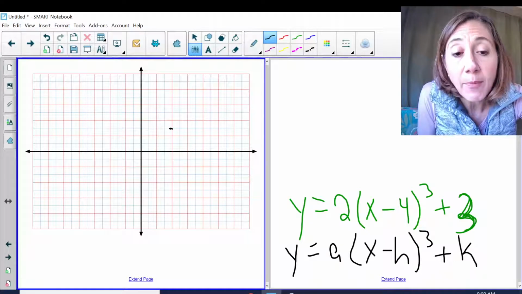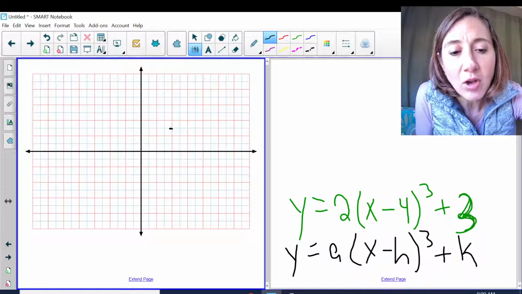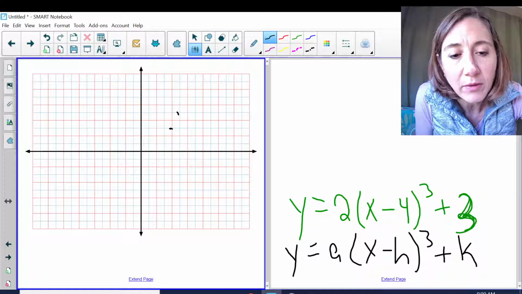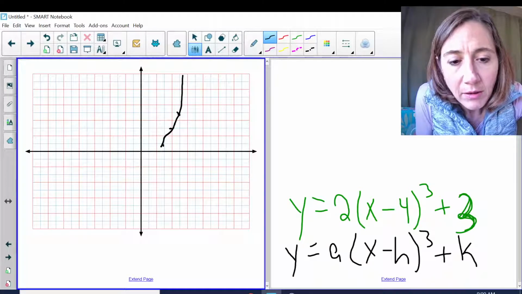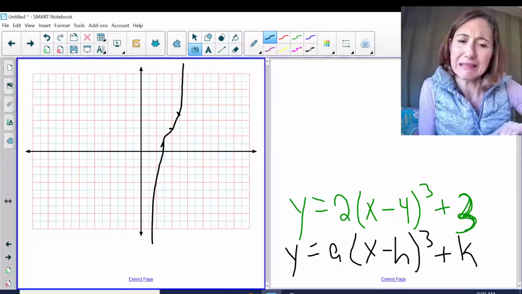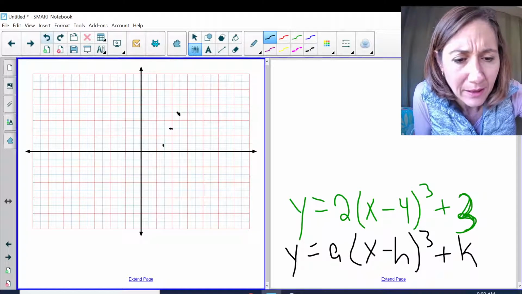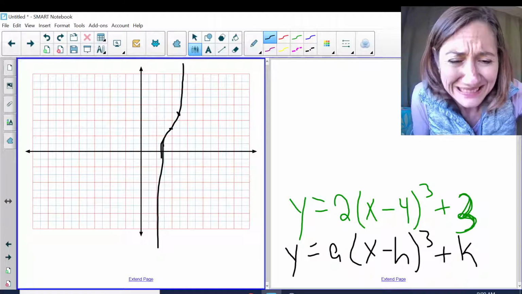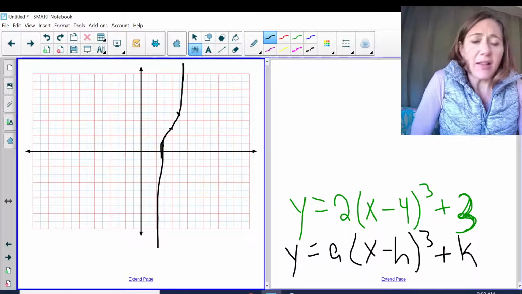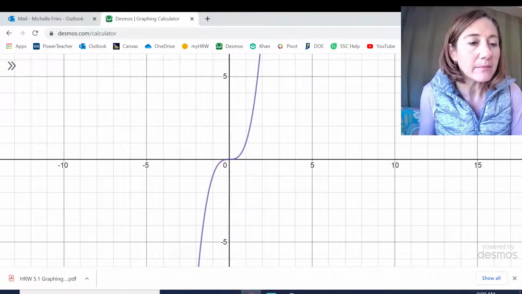So instead of just going up 1 and over 1, like the parent function did, this one's going to be twice as tall. So it's going to go up 2 before it goes over 1, and down 2 before it goes over 1. So that's going to be the center of my S. Ooh, it's not pretty. It's really hard to draw in here with my hand. Let me see if I can do better than that. It's not a lot better. Maybe we should graph this on Desmos so you can see what that would look like.